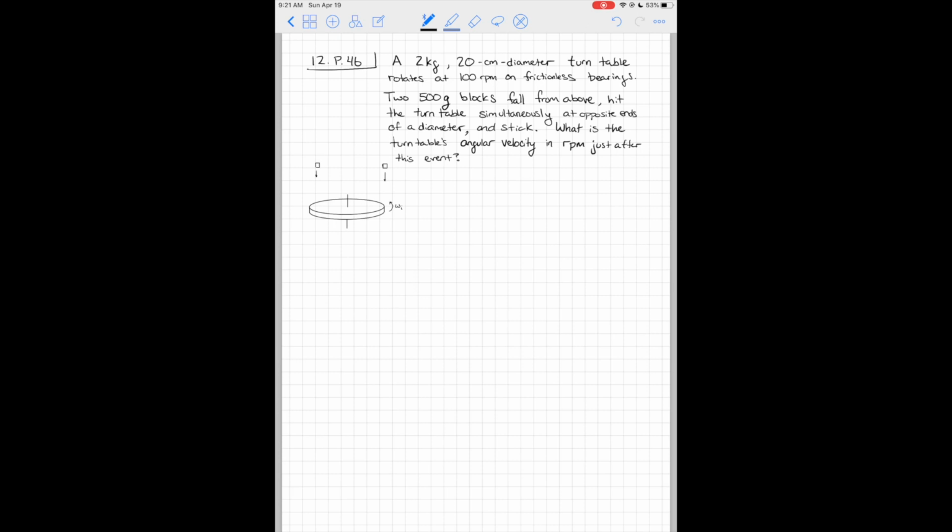I don't love that we keep talking about RPM. I really wish we were just doing radians per second, but I'll do a quick conversion at the beginning and then skip the conversion at the end, just to get things going here.